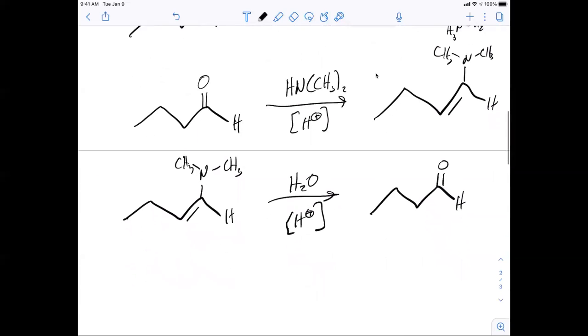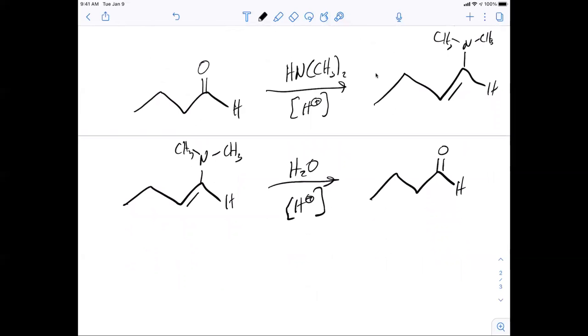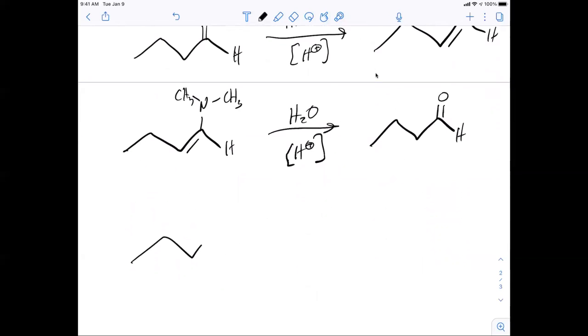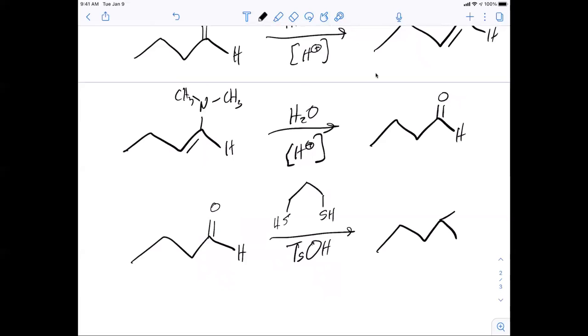The other one that we saw in that chapter was the thiols, right? I could take this aldehyde, react it with this sulfur, right, TsOH, or actually it should be big T, little s, big O, okay? And this is going to make that thioketal, that cyclic thioketal.